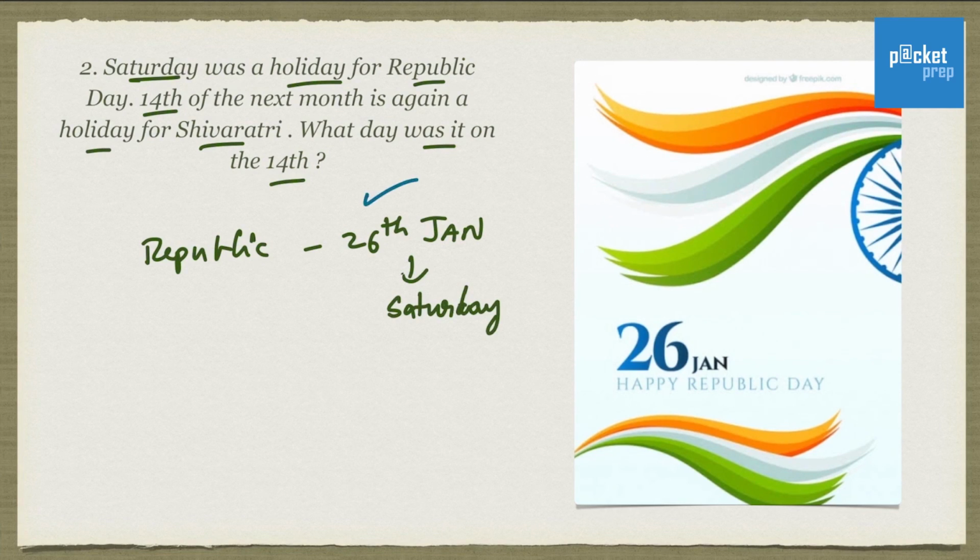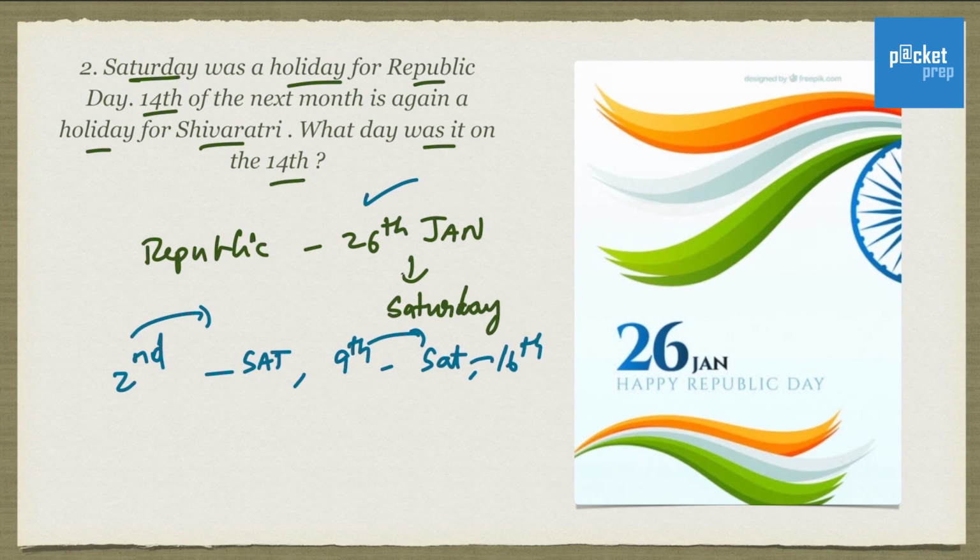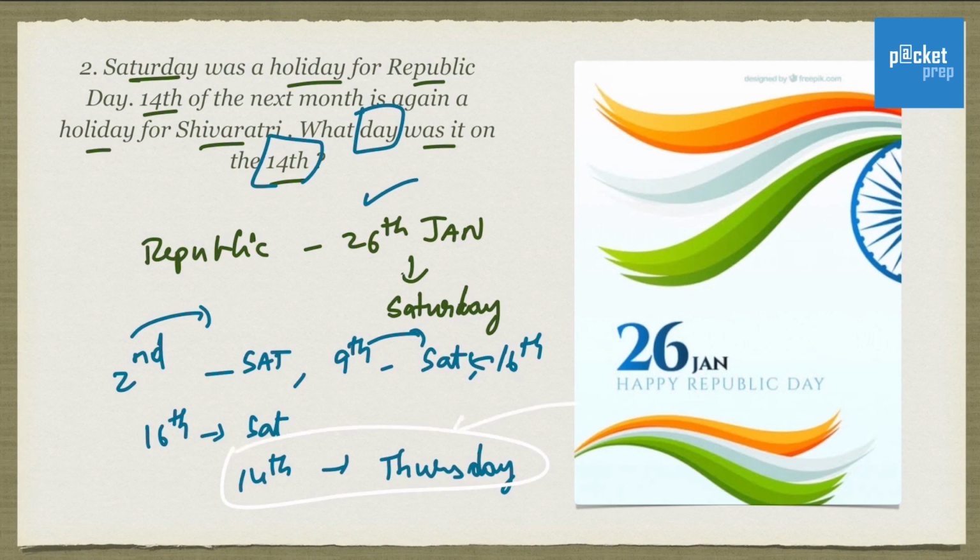So 1 week from 26th is 2nd, which is also a Saturday. And 1 week from 2nd is 9th, which is also a Saturday. And 1 week from 9th is 16th, which is also a Saturday. If 16th is Saturday, what day will it be on 14th? So 14th is Thursday. So the answer is Thursday. Therefore, 14th February is Thursday according to the question.